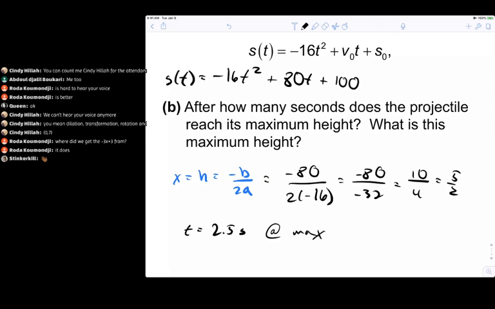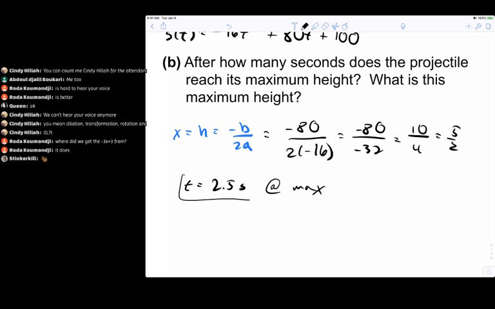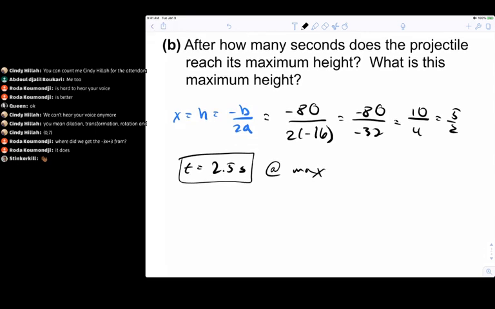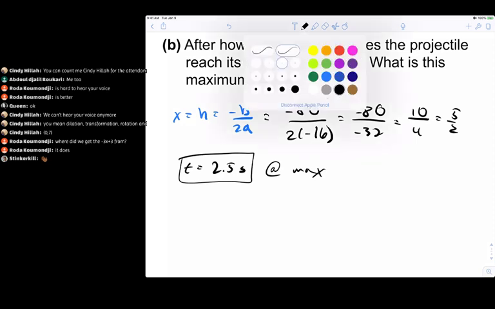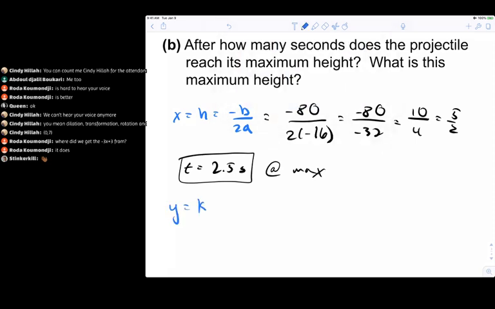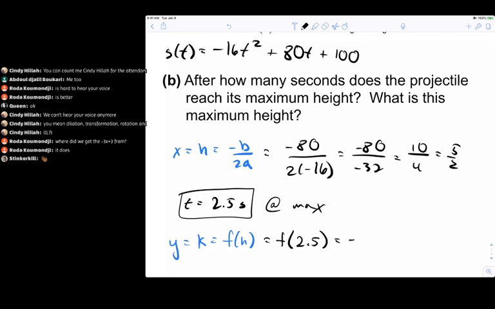What is the maximum height? So if it occurs after 2.5 seconds, then the maximum height is basically the y value. So they want, let's do it like this, the y value, which is our k, that's going to be f of h. In this case, it's going to be f of 2.5. So then that's going to be negative 16 times 2.5 squared plus 80 times 2.5 plus 100.